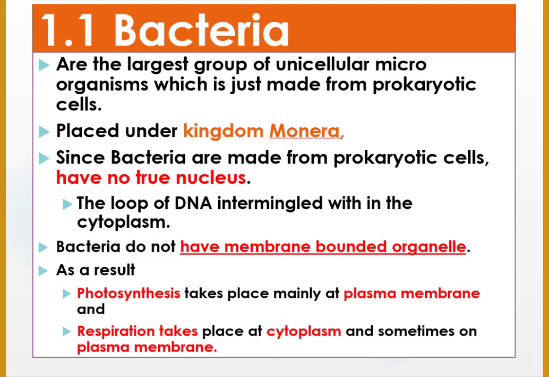Living organisms on Earth are classified under 5 major kingdoms. These 5 major kingdoms of life on Earth are Kingdom Monera, Kingdom Protoctista, Kingdom Fungi, Kingdom Plantae, and Kingdom Animalia.